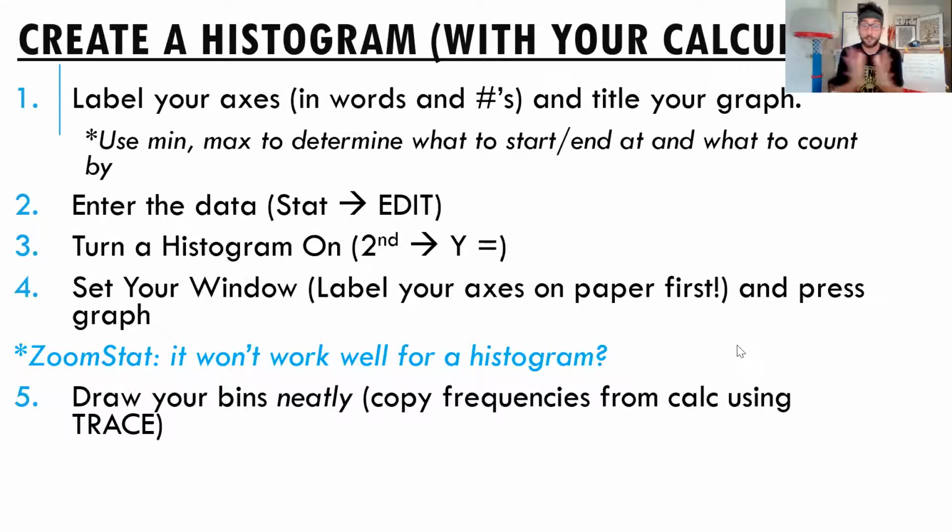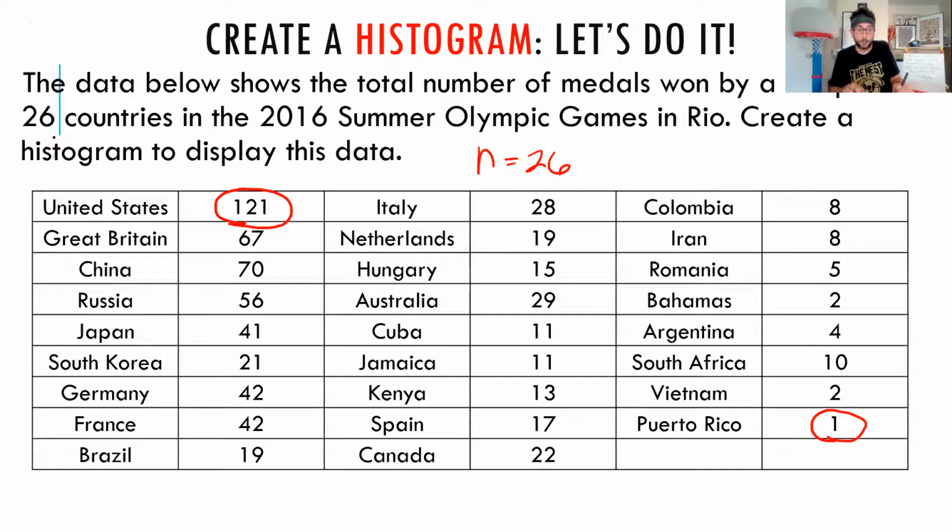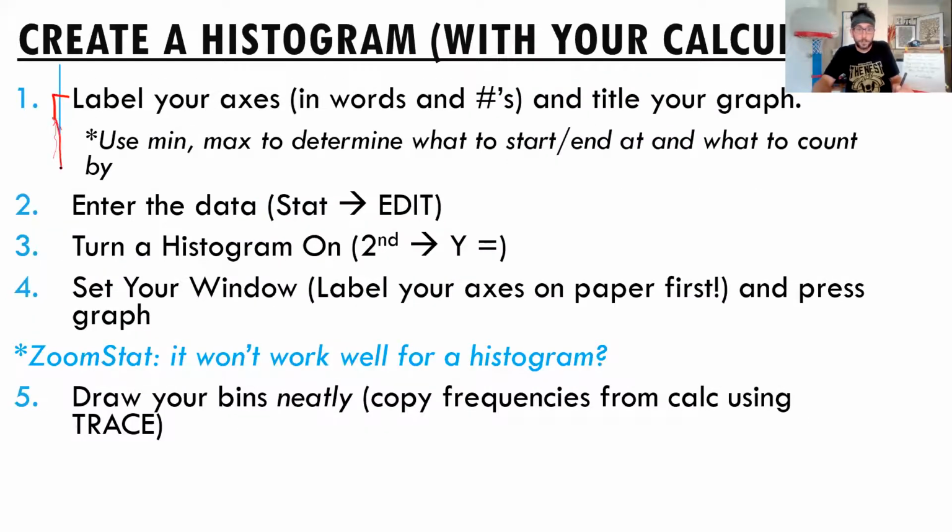But if you have the TI, here's how we do this. As you can see, step 1 up here: the first thing I would do is label my axes, in words and numbers, and title my graph, because that's the window. So I would do that on paper first. Jot those down and we'll go through all this.